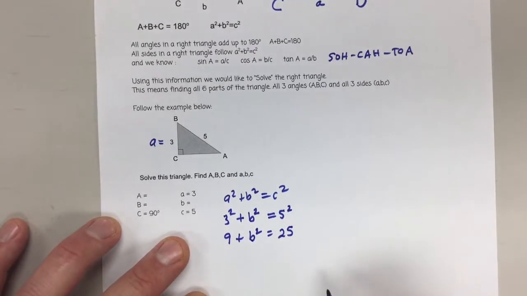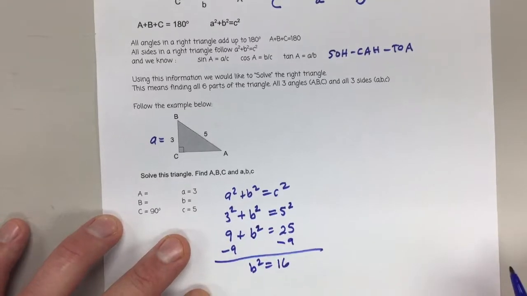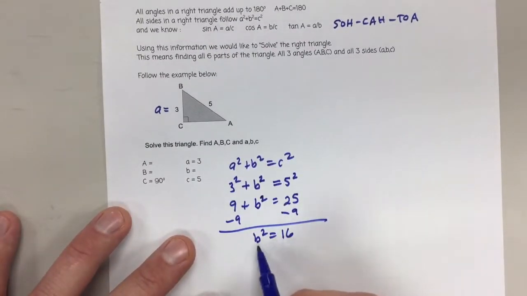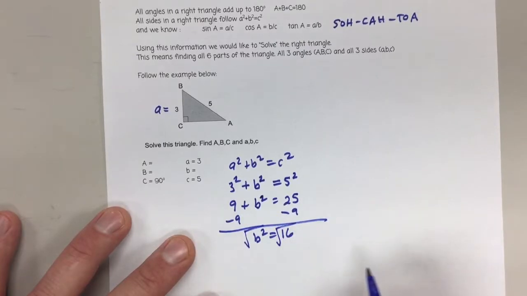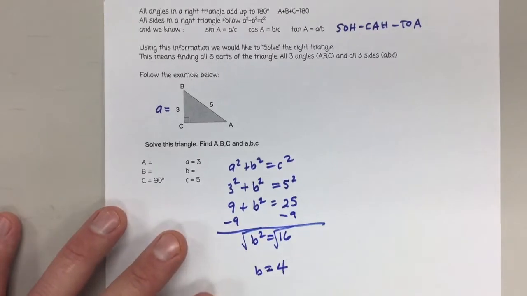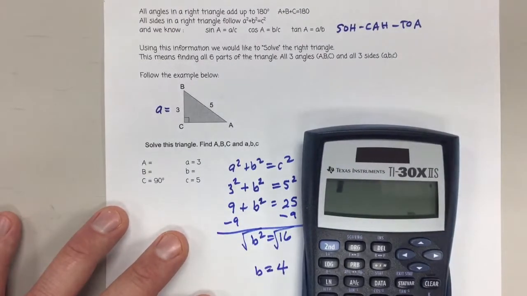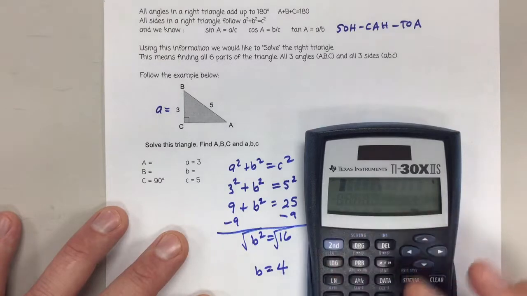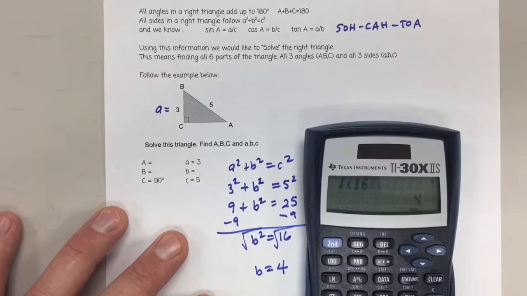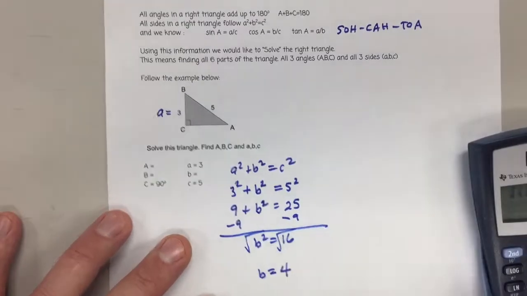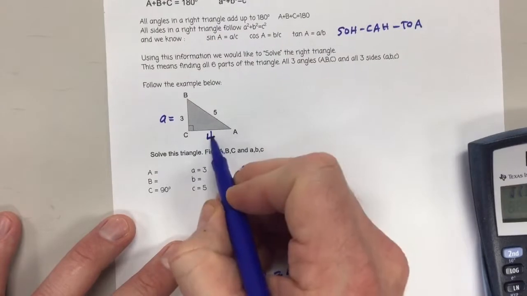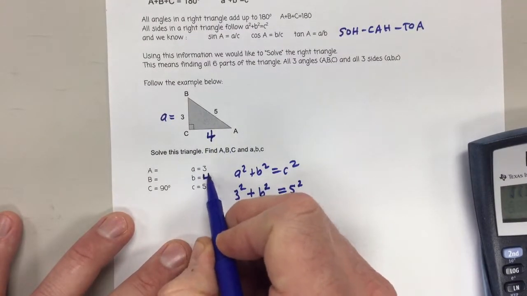Now I'm just going to solve this equation for the b. So the first thing I should do is subtract 9 from both sides. I get b squared is 16. Then to solve this, I need to take the square root of both sides, because that's the opposite of squaring, and the square root of 16 is 4. And if you can't remember those, you can get those on your calculator by using the square root symbol. So now I have b, so that would be here, and I could fill it into my chart here.